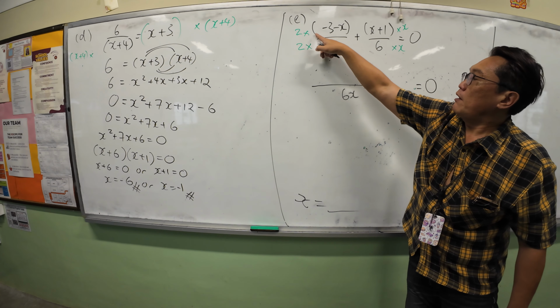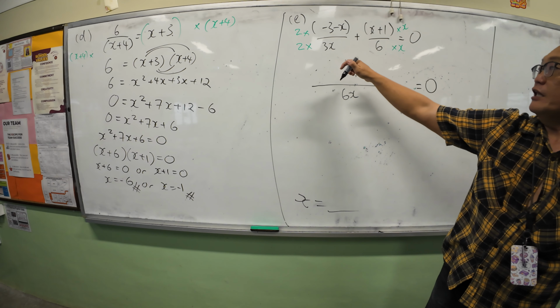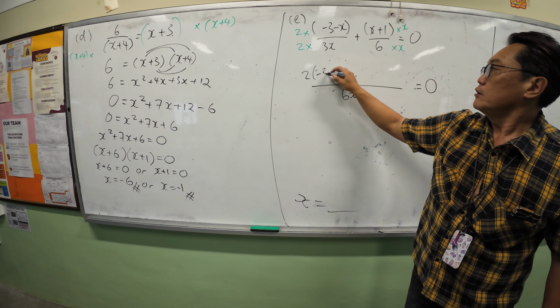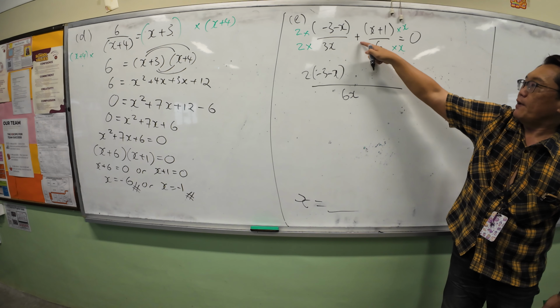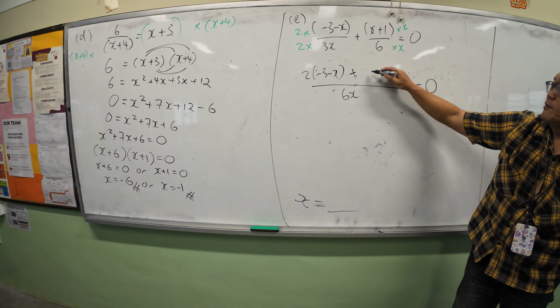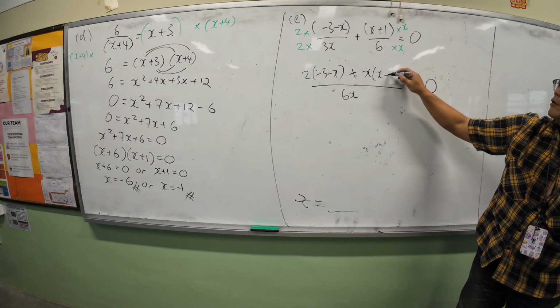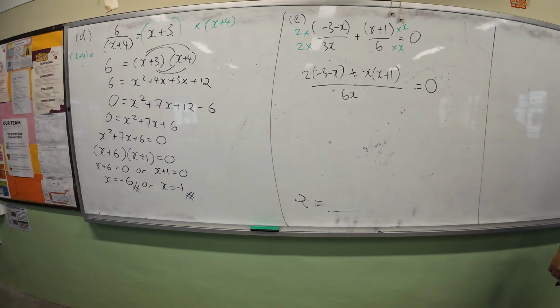Then 2 multiply numerator, and this one I want to repeat again, don't expand. This one is plus, I keep the plus. Then numerator times numerator, don't expand, just put together first.